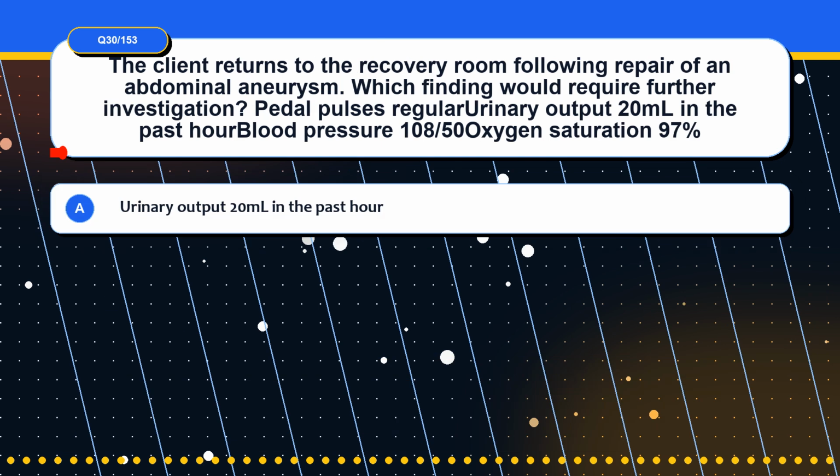Question 30. The client returns to the recovery room following repair of an abdominal aneurysm. Which finding would require further investigation? Pedal pulses regular, urinary output 20 ml in the past hour, blood pressure 108/50, oxygen saturation 97%. Here are the options. Option A. Urinary output 20 ml in the past hour.